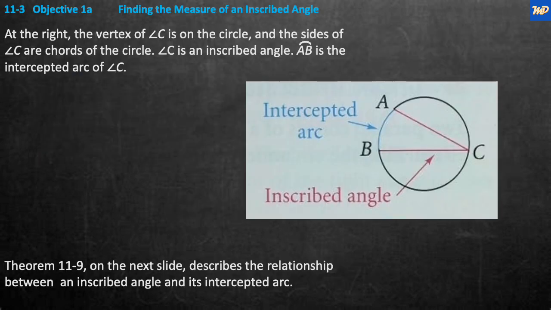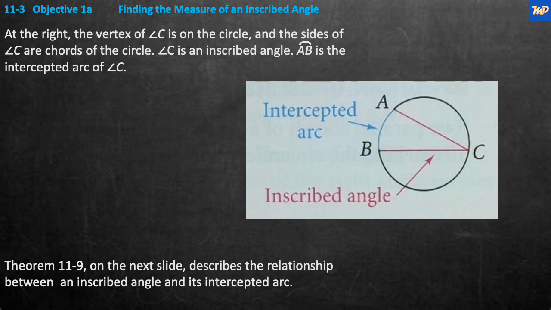Okay, Objective 1A, finding the measure of an inscribed angle. At the right, the vertex of angle C is on the circle, and the sides of angle C are chords of that same circle. Angle C is an inscribed angle. Arc AB is the intercepted arc of angle C.